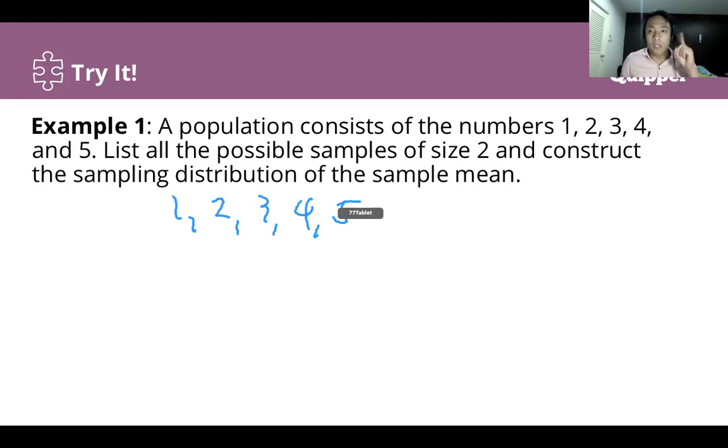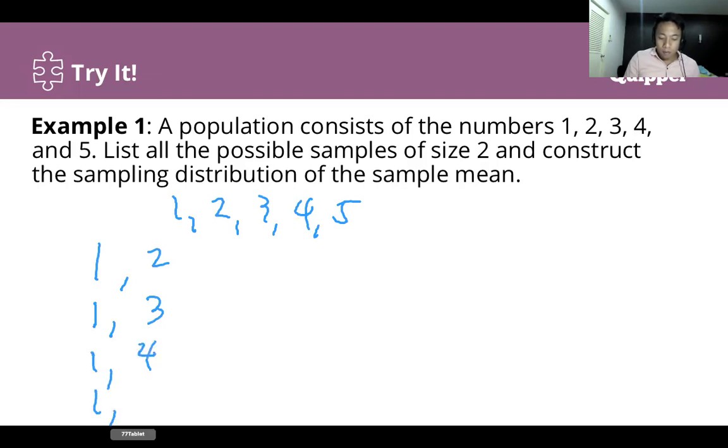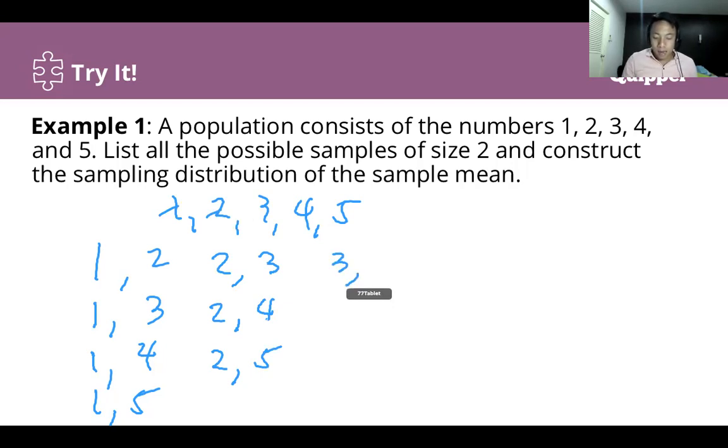Okay, i-prepare ko muna si 1. So lahat muna tayo may 1. 1, I will pair with 2. 1, I will pair with 3. 1, I will pair with 4. And 1, I will pair with 5. Correct? So 1 is finished. Let us proceed to 2. 2, I can pair with 3. 2, I can pair with 4. And 2, I can pair with 5. Okay, 2 is finished. We have now 3. I can pair with 4. And 3, I can pair with 5. And last one, we have 4 and 5.